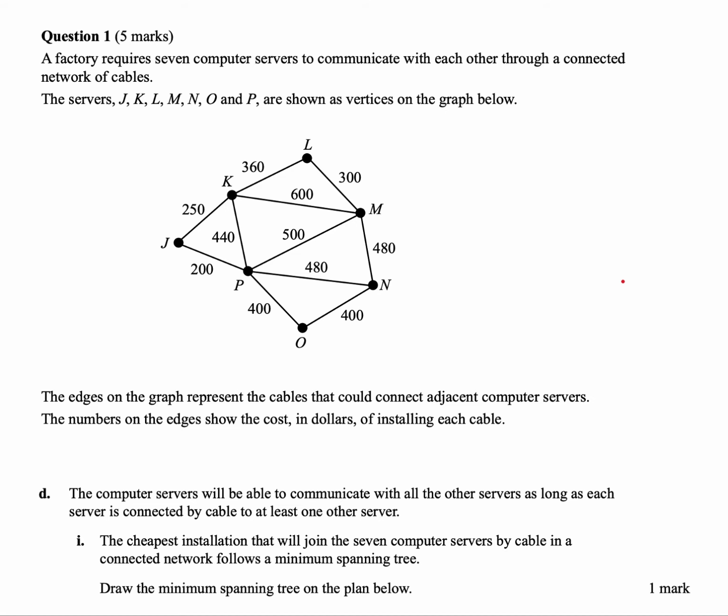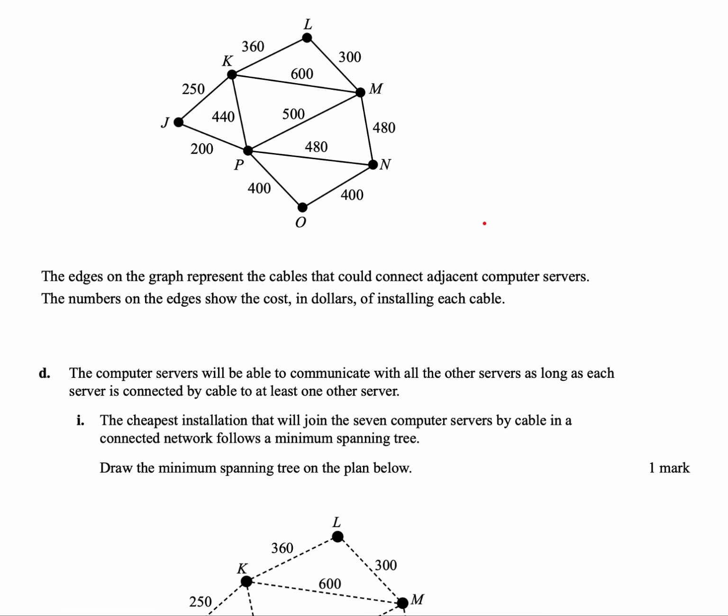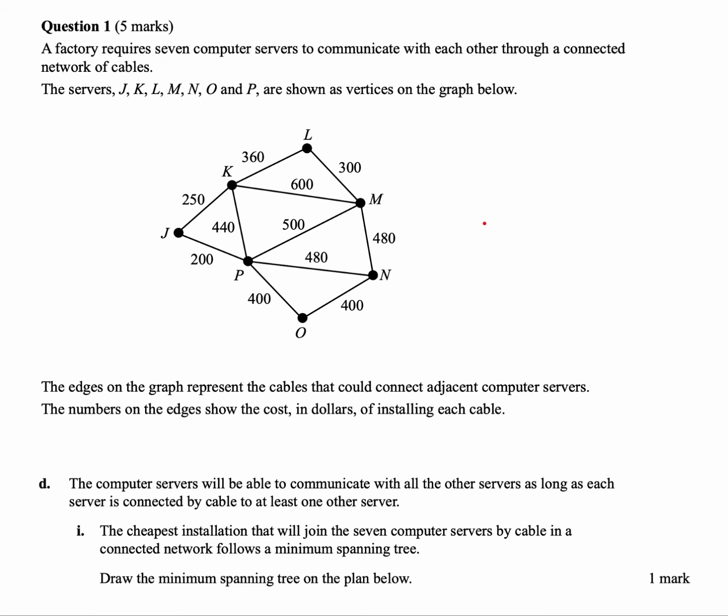Alrighty, on to another one. This one's from an exam 2. You can see that it's a short answer question. It's not multiple choice. And this one, I've cut out a few questions just to practice the spanning tree one. So this one says a factory requires 7 computer servers to communicate with each other through a connected network of cables.